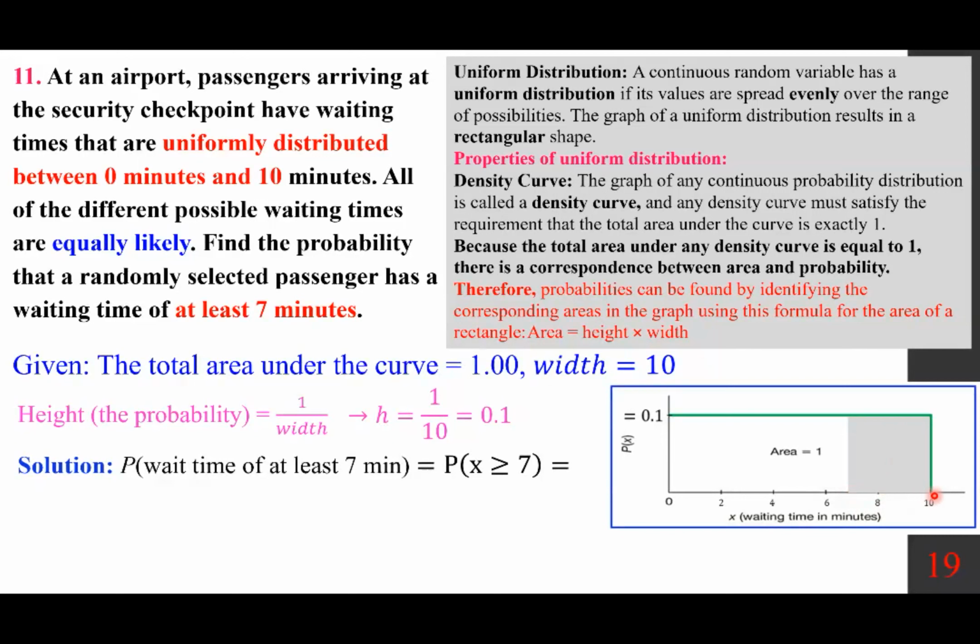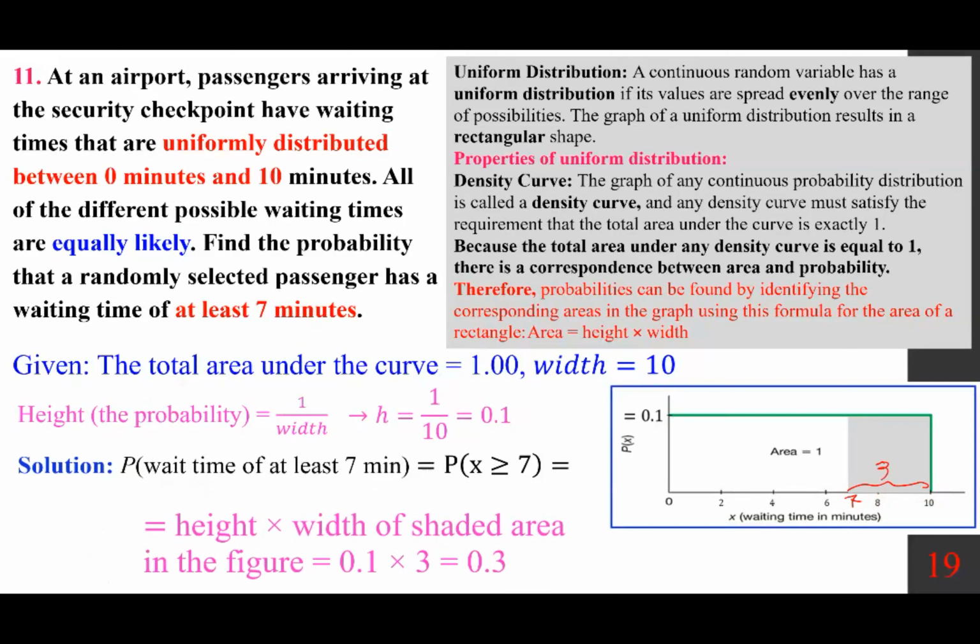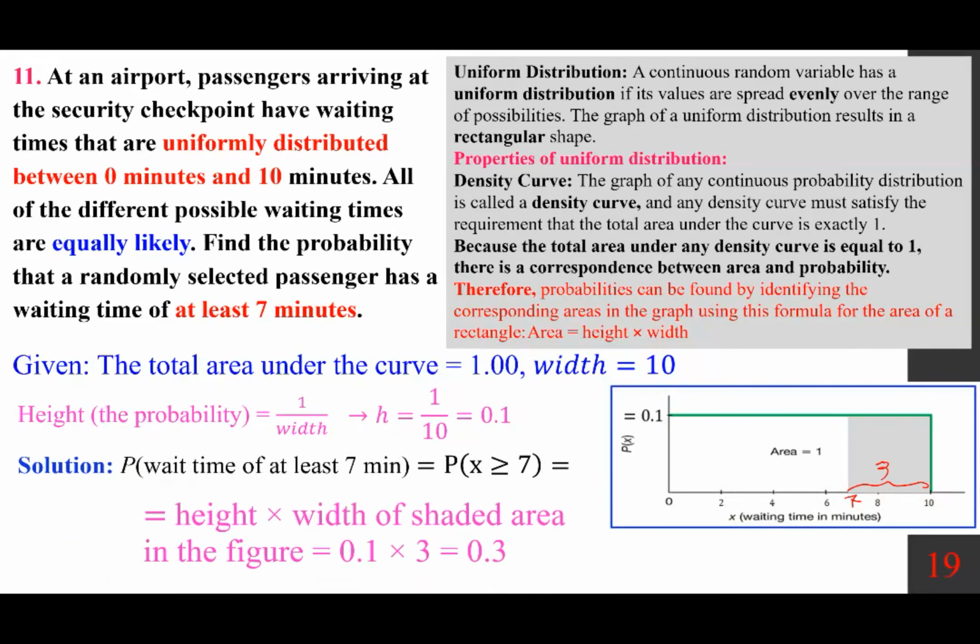Now, because we go from 7 to 10, this must be 10 minus 7, or 3. So their product is 0.1 times 3 equals 0.3. 30%. So what is the probability that a randomly selected passenger has a waiting time of at least 7 minutes, that means 7 minutes or more, is 0.3 or 30%.